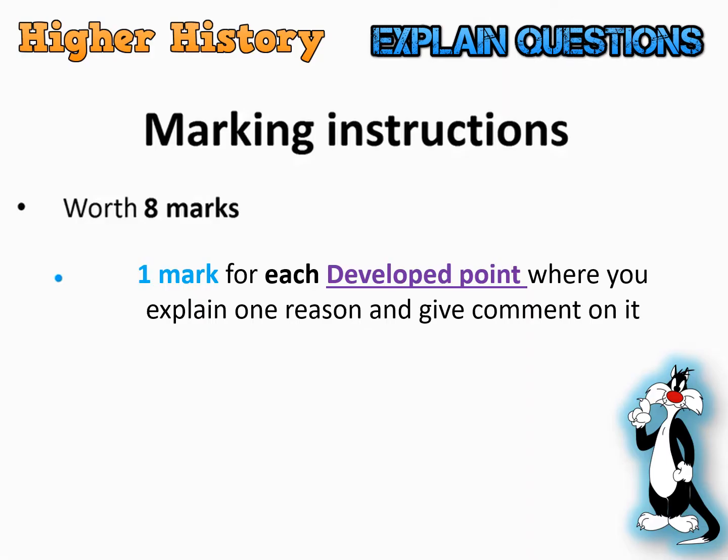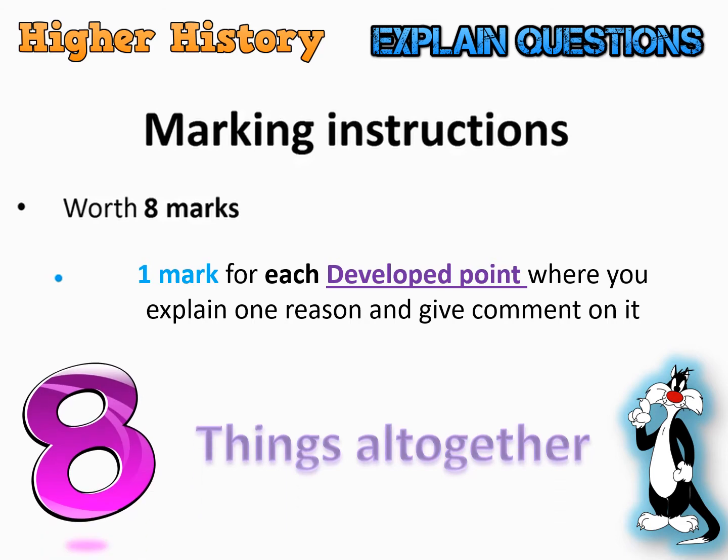So this year it's worth 8 marks for the explain question. You get 1 mark for each developed point that you make where you are explaining a reason and then you're giving a comment of some sort on it. It's not like National 5 where you would be able to get 2 marks for giving a comment with a point and then giving an example as a development. This year you have to do both in order to get the mark.